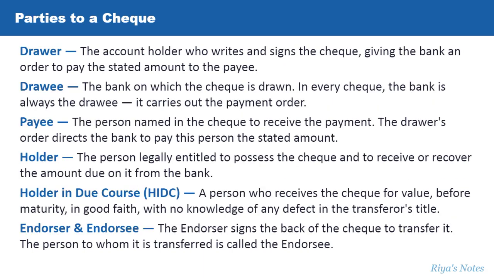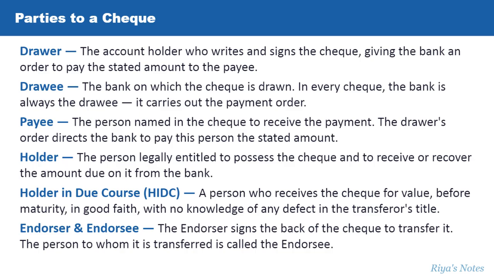Parties to a check. Drawer, the account holder who writes and signs the check, giving the bank an order to pay the stated amount to the payee. Drawee, the bank on which the check is drawn. In every check, the bank is always the drawee, it carries out the payment order. Payee, the person named in the check to receive the payment. The drawer's order directs the bank to pay this person the stated amount.